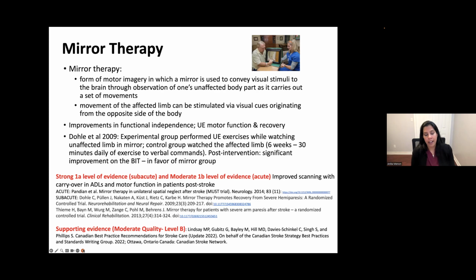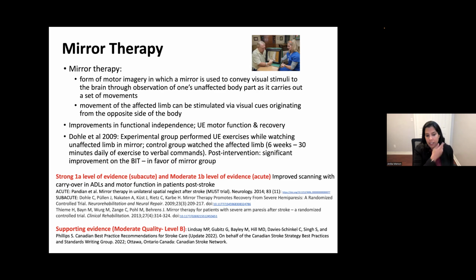In fact, in the literature, there's strong 1A level of evidence from more than 2 well-designed or high-quality RCTs that document that the use of mirror therapy is beneficial for those with a subacute stroke. And there's moderate 1B level of evidence from one high-quality RCT that shows that mirror therapy can have improvements in acute clients post-stroke. Not only do they have improvements in visual scanning, but they also carry over to improvements in motor function and ADLs in these clients who receive mirror therapy.